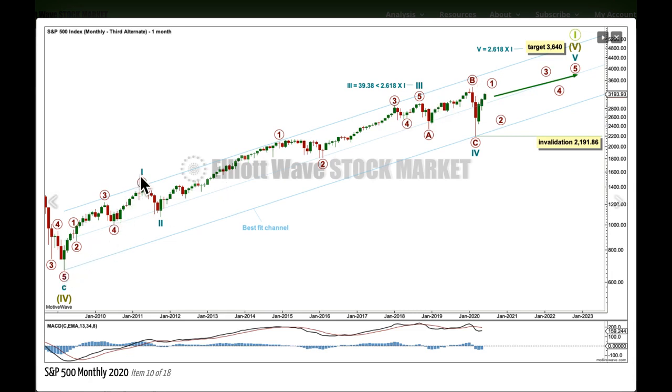What if we see 1, 2, 3, 4, 5? Now we've got the expanded flat that members have been asking about, and I have to say this does look pretty good as an expanded flat. An expanded flat for cycle 4 gives nice alternation with a zigzag for cycle 2.